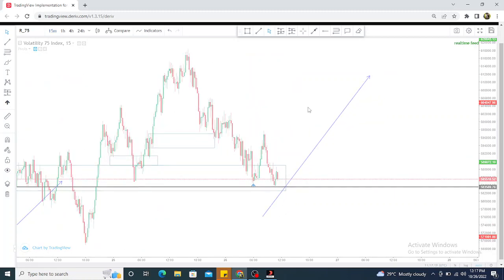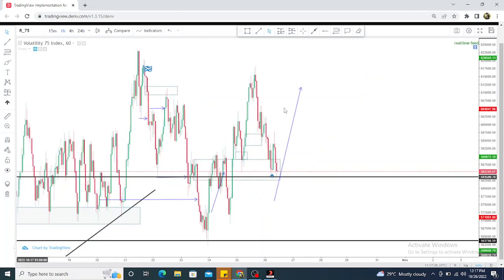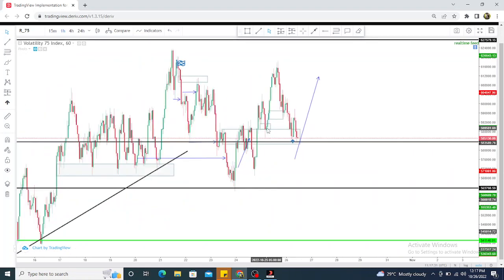That's our projection for the week for V25, V75, and V10. So let's see what the market gets for us.